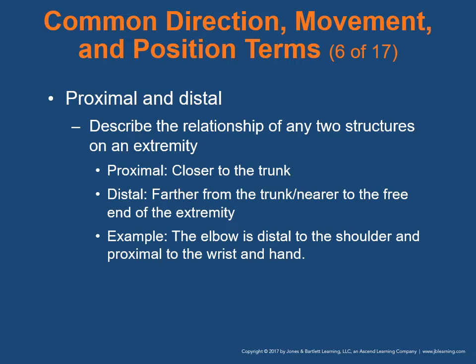Proximal and distal. The terms proximal and distal are used to describe the relationship of any two structures on an extremity. Proximal describes structures that are closer to the trunk. Distal describes structures that are farther from the trunk or nearer to the free end of the extremity. All right, so the elbow is distal to the shoulder and proximal to the wrist and hand.